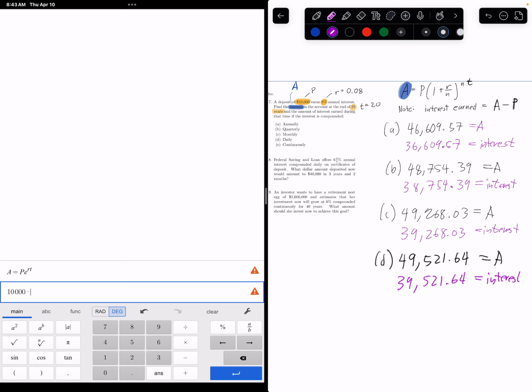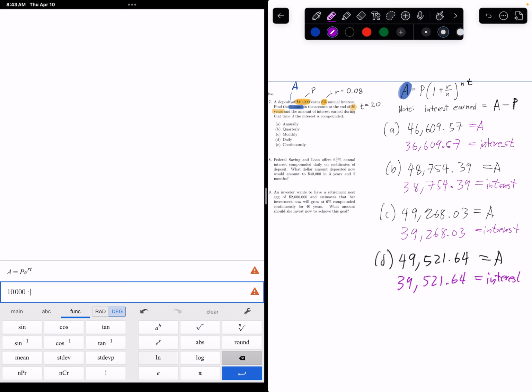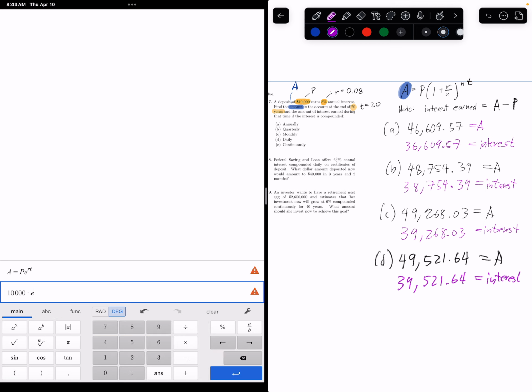Times, and then find your E. Sometimes you have a button E to the X. That takes one step out of the process for you. It already gives you E, and it tells you it's waiting for the exponent. All calculators are a little different, so make sure that you understand how your calculator is doing it. Sometimes you might see EXP as well, instead of E to the power. Okay, E to the 0.0.